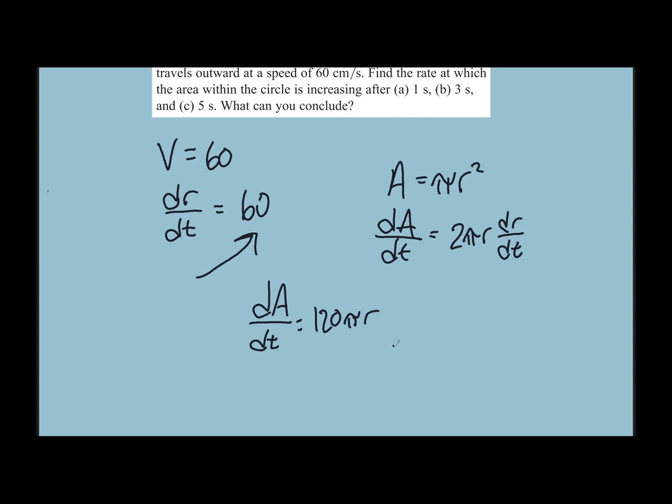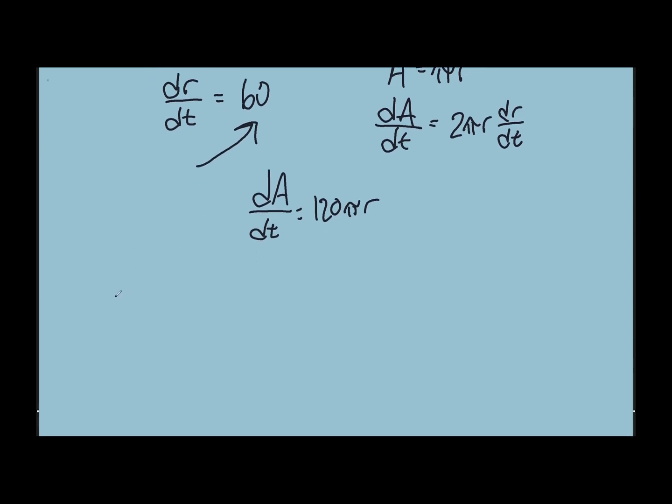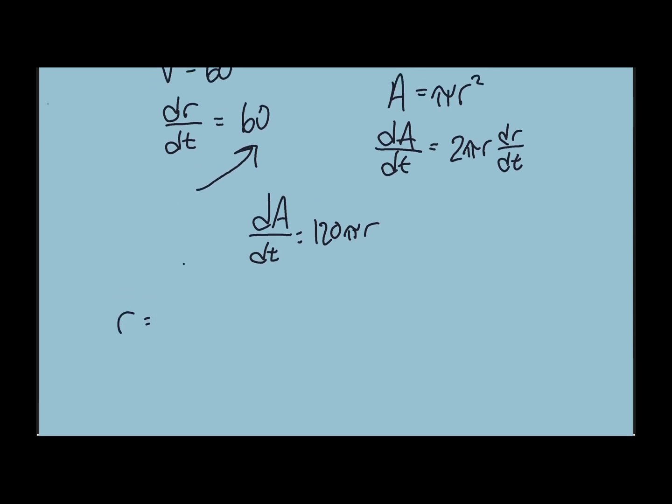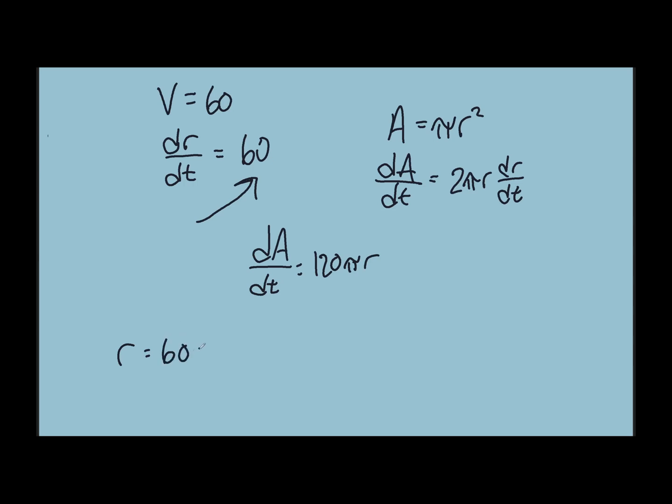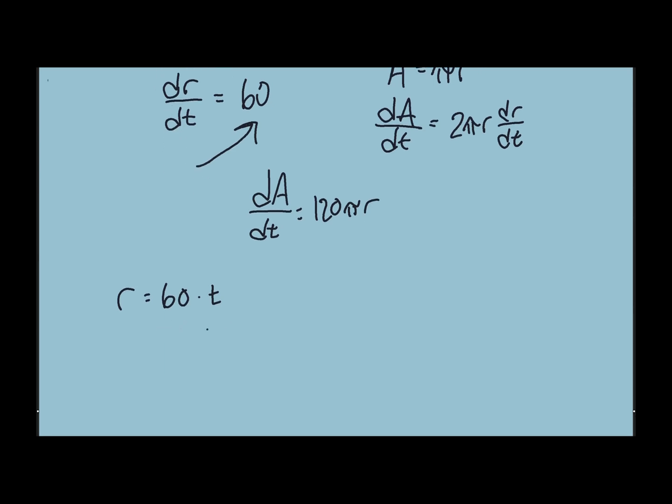And then for r, well, that's just dependent on time, isn't it? Because we know what the radius is. The radius is equal to 60 times however many seconds it's been. So after 1 second, it's going to be 60. I'll write it over here just to keep it. After 3 seconds, it's 180. And after 5 seconds, it's going to be 300. So all I have to do is plug these in here like this for r, and you get my different values. And when I multiply with pi, I did it ahead of time just so it doesn't get wild.